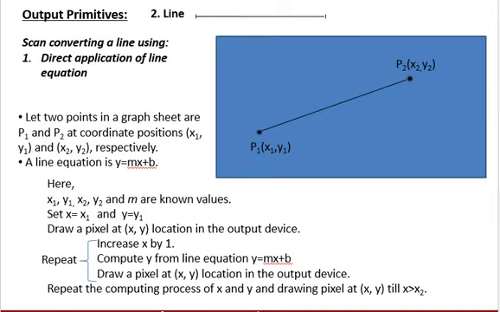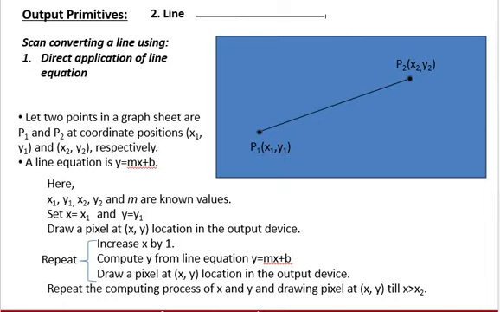In the direct equation of a line, we have x1, y1, which is the first point, and x2, y2, which is the second point. The line equation is y equals m times x plus b. By applying this formula, we can draw the line.